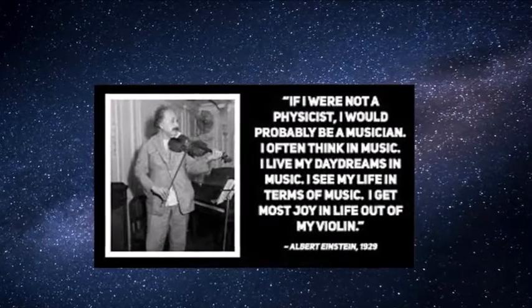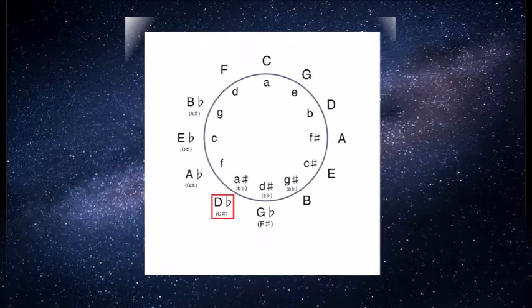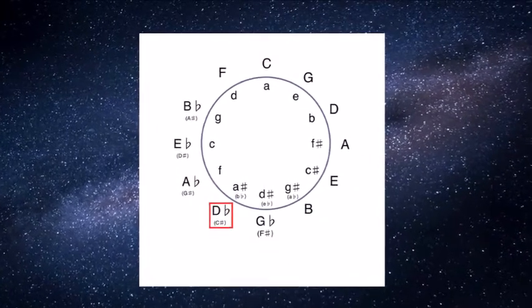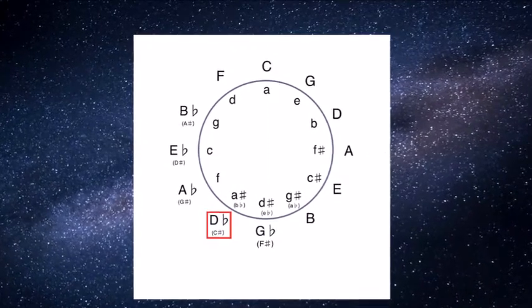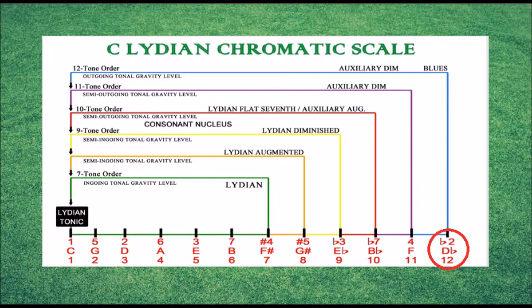Let's see what this has to do with the Auxiliary Diminished Blues scale. This scale comes from the mother of all scales, the chromatic scale. It introduces the 12th tone of the Lydian chromatic scale, which is D flat in the key of C. D flat is the last, most distant and most dissonant interval in relation to its Lydian tonic. Try playing C and D flat at the same time and tell me how it sounds in the comment section.